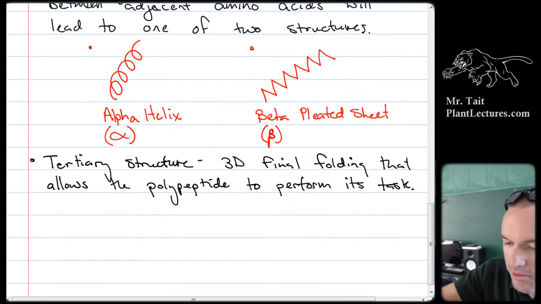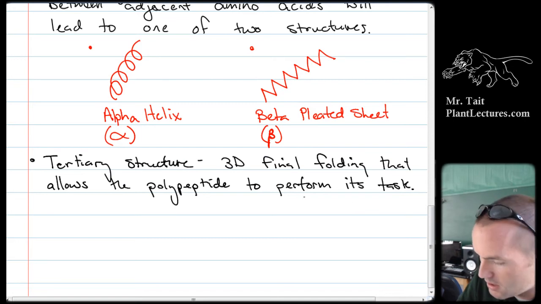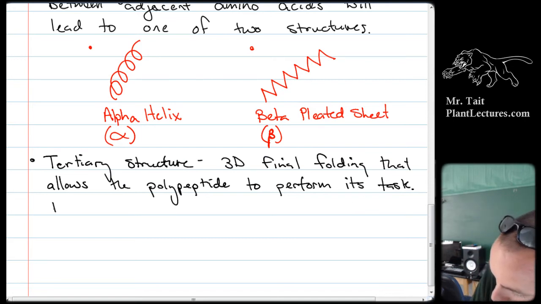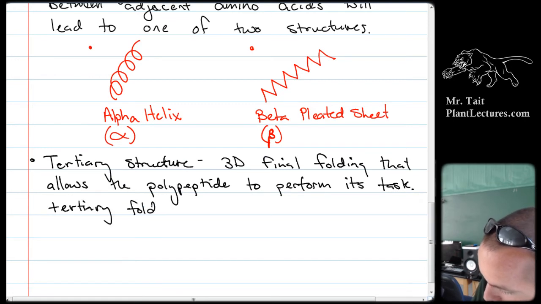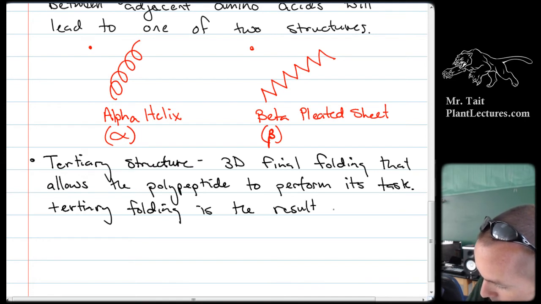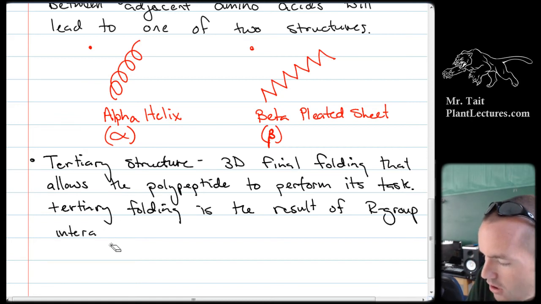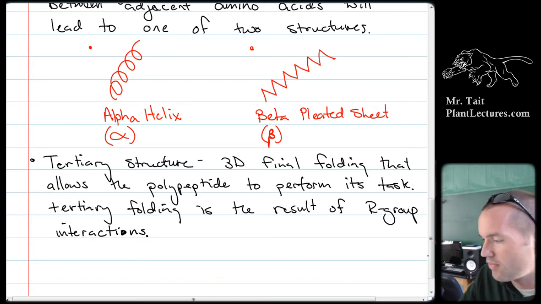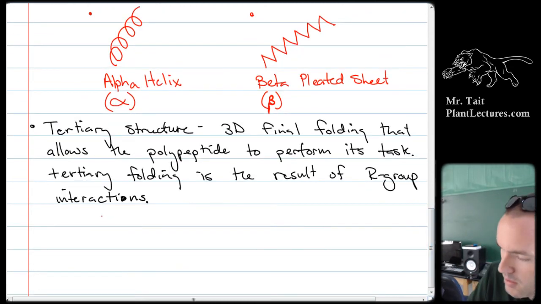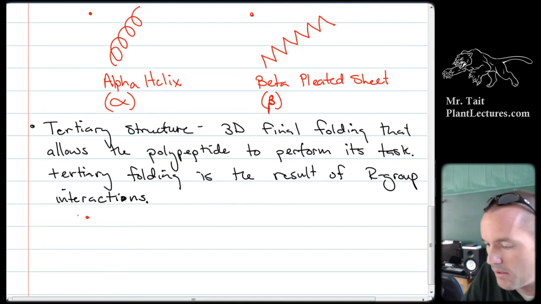Okay, and you need to put this in here, that tertiary folding is the result of R group interactions. Sometimes it's R groups interacting with each other. Sometimes it's R groups interacting with the environment. So here are some of the most common types of R group interactions.